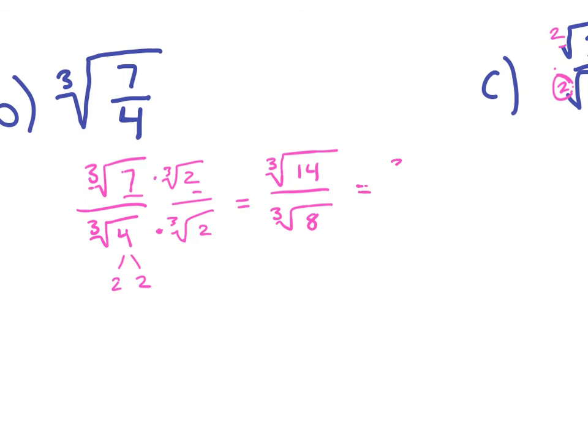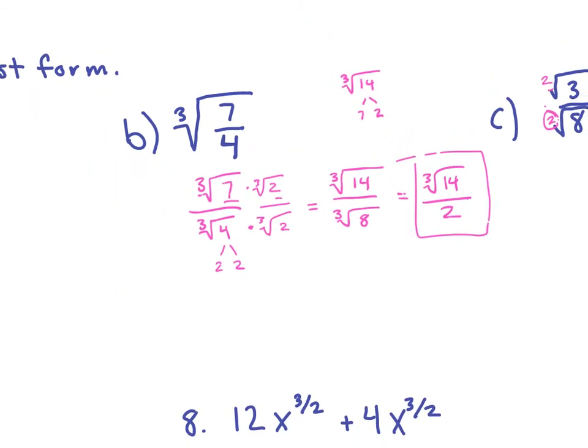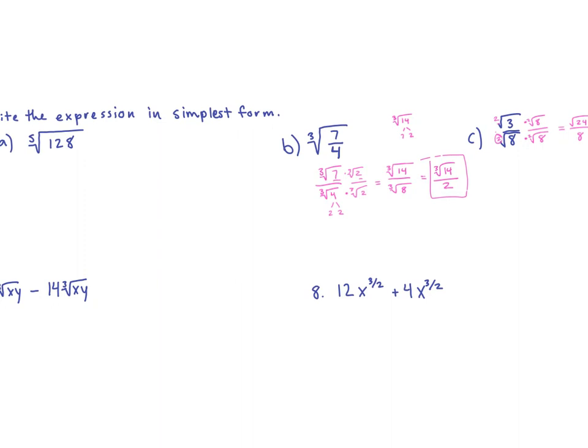This is the cubed root of 14 over 2. So let's check, can we simplify the cubed root of 14? All right, what are factors of 14? 7 and 2. Can we factor 7 anymore? Nope. So do we have groups of 3? Nope. So this is as simplified as we can go. Any questions?